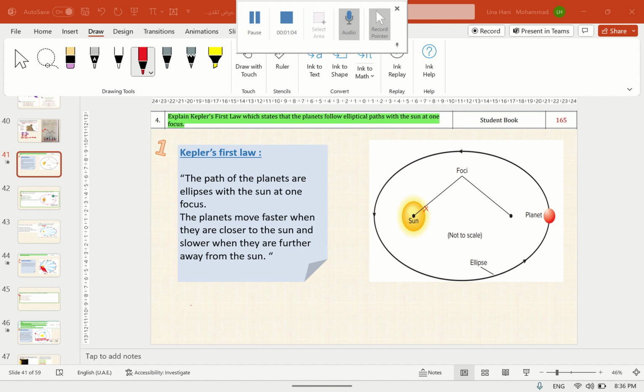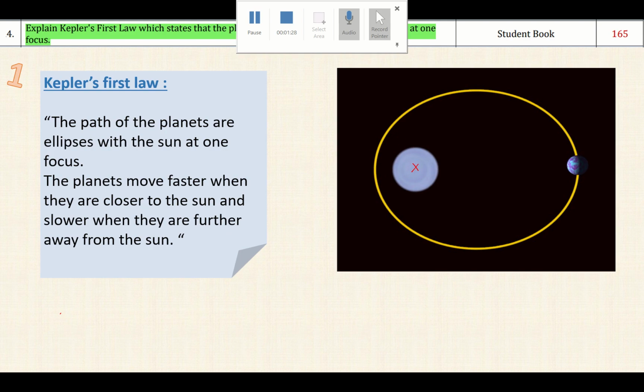Question 4 says, explain Kepler's first law, which states that planets follow elliptical paths with the sun at one focus. Kepler's first law states that the path of the planets are ellipses with the sun at one focus, and the planets move faster when they are closer to the sun and slower when they are further away from the sun. So here you can see that the shape of the planet's orbit is an ellipse, and the sun is placed at one of the focus points of this ellipse.